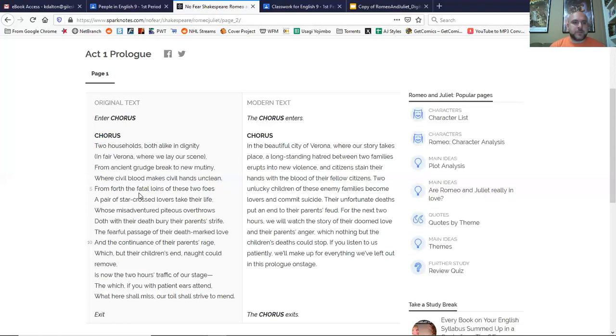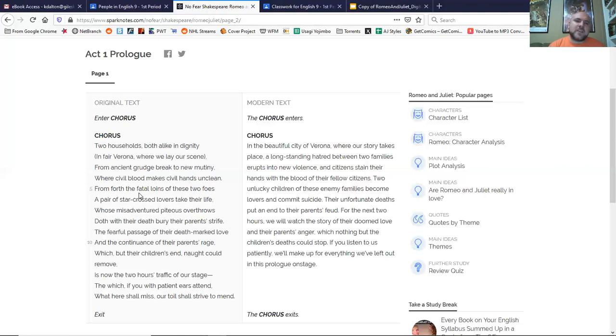Two households, both alike in dignity, in fair Verona where we lay our scene. From ancient grudge break to new mutiny, where civil blood makes civil hands unclean. From forth the fatal loins of these two foes, a pair of star-crossed lovers take their life, whose misadventured piteous overthrows doth with their death bury their parents' strife.